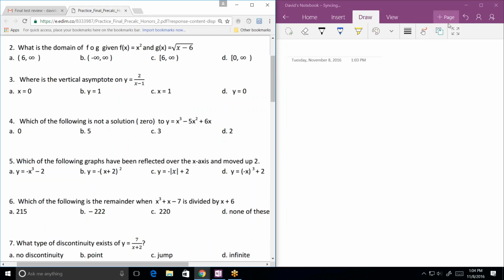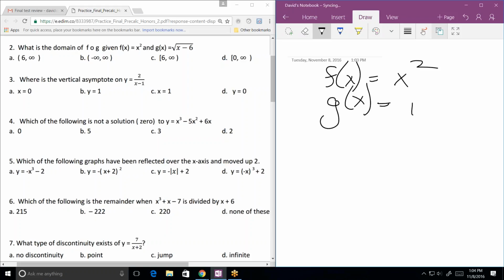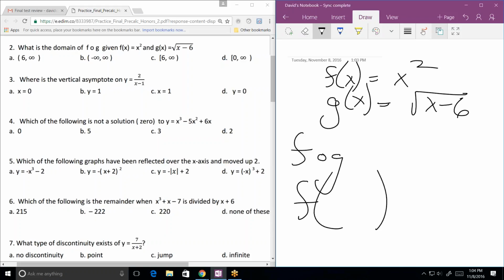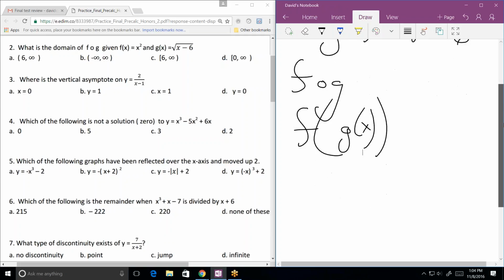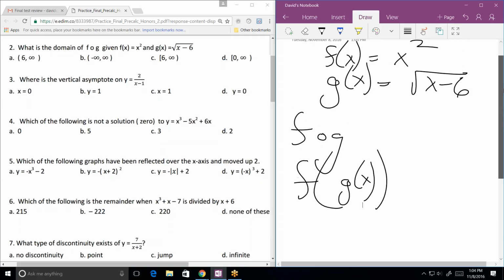All right. When you have composite functions, like number 2, f of x equals x squared and g of x equals square root of x minus 6. First of all, let's figure out what f of g is, which means f of g of x. So how do you figure this out? What's f of g of x? Well, plug in g of x.